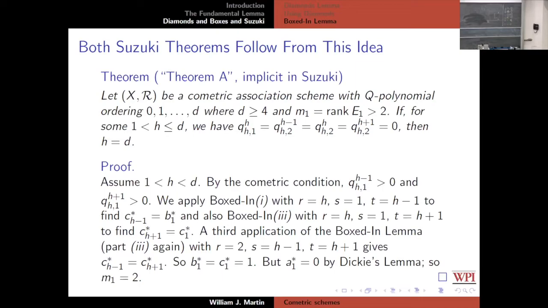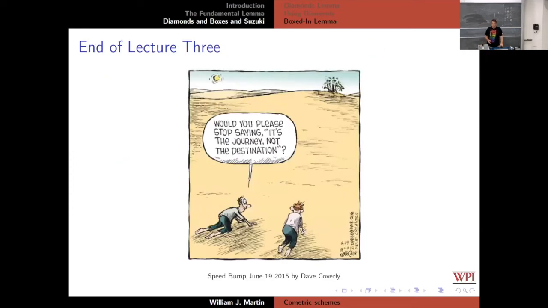And C1 star is always 1 for any Q-polynomial association scheme, you get a 1 here. And so B1 star and C1 star are 1, but we have this right here is an AI star, right? We're in this Q-polynomial ordering, and that is exactly AH star, and that's 0. And so if H is not equal to D, then that thing must be 0. And now you add up those three, and you get the dimension of the eigenspace is 2. And you're stuck with a polygon. So the whole thing follows from this, and I think that's where I'll stop for today.